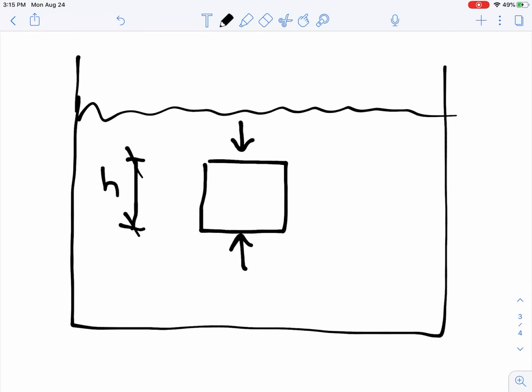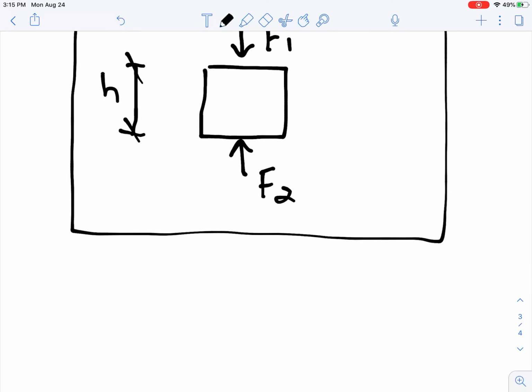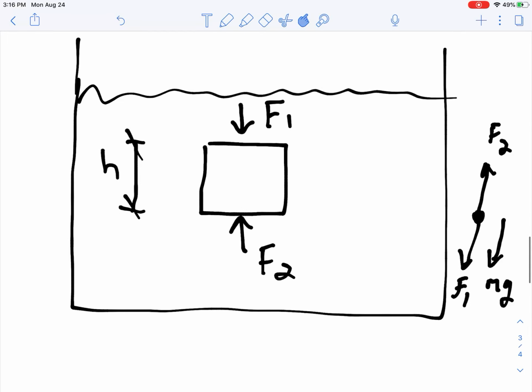So let's just call this one force 1, and we'll call that one force 2. Okay? So give ourselves some room here. Free body diagram, we would have force 2 is that way, force 1 is that way, and we can't forget weight. Gravity's pulling down that way. So on our object, we have force 1 down, force 2 up, and gravity pulling us down.